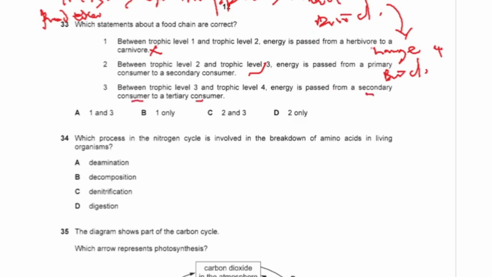Let's see. 3, of course, is a secondary consumer. This was producer, primary consumer, secondary consumer, and tertiary consumer now. So that is also correct. So 2 and 3 are correct. So the correct answer to question number 33 is option C.